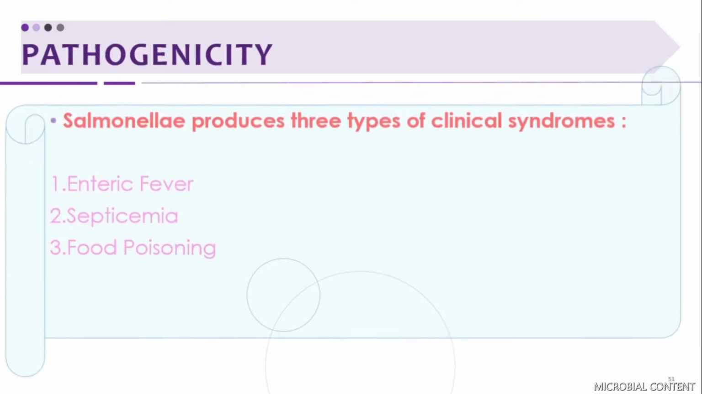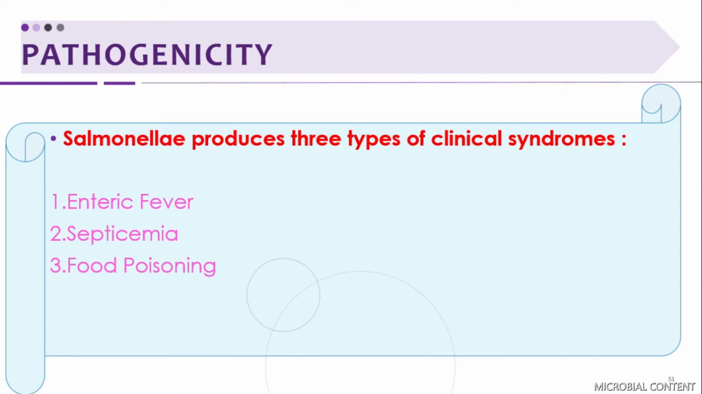Salmonella are responsible for mainly three types of clinical syndrome: enteric fever, septicemia and food poisoning. Earlier we have already seen enteric fever. Today we will see the remaining two aspects, that is septicemia and food poisoning. First let us see septicemia.